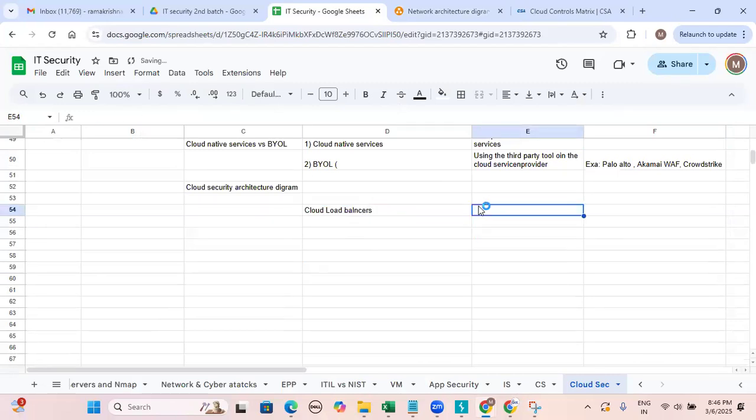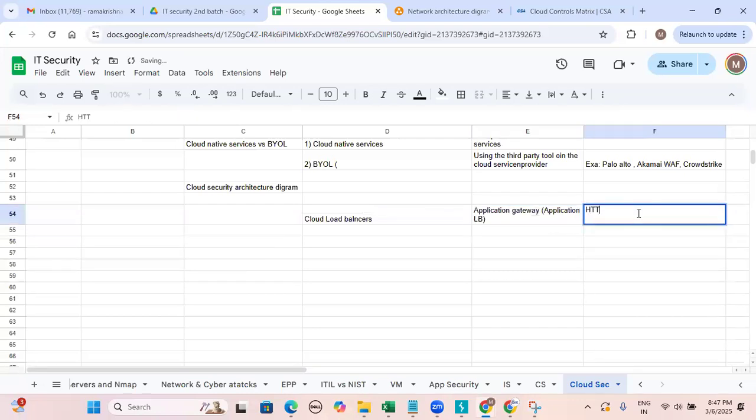One is the application gateway. Whatever traffic is coming from the web application firewall, it can go there and do the balancing of the HTTP and HTTPS traffic. That is called an application load balancer. This is called an application gateway also. It is an application side load balancer, mainly for HTTP and HTTPS traffic. We have one more load balancer.